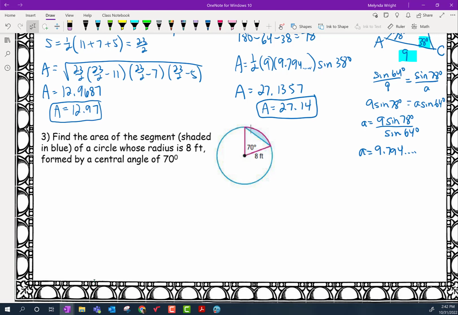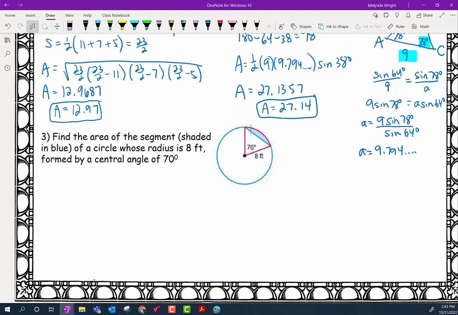So we learned, it seems like so long ago, at the beginning of the year how to find the area of a sector. Now we're talking about finding the area of the triangle. How can those two concepts give me my blue shaded area? What would I do? Area of the sector minus area of the triangle. Perfect. That's exactly right. I would find the area of the sector and then subtract out the area of the triangle.